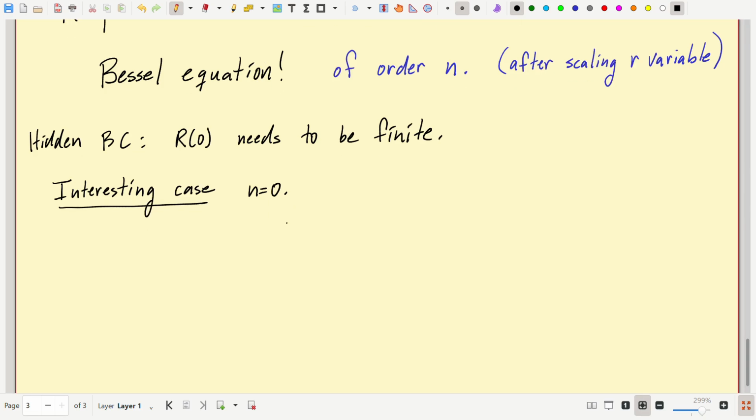There's a famous thing called J0 of x, a Bessel function of the first kind of order 0. They used to publish books of tables of values for these things, just like trig. In the back of every math book, you could find tables of trig functions in the old days.